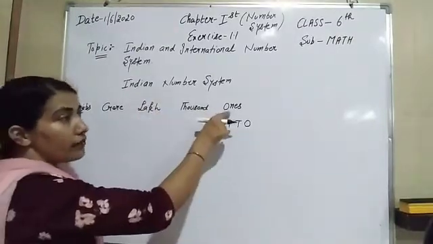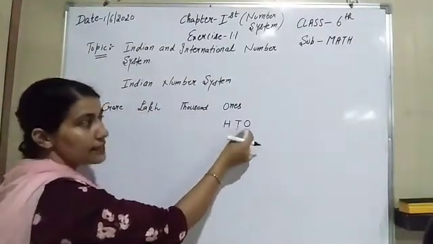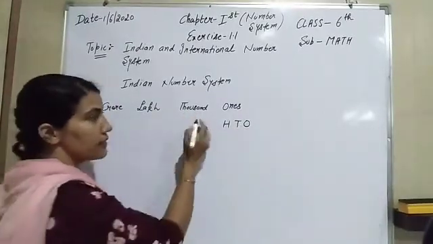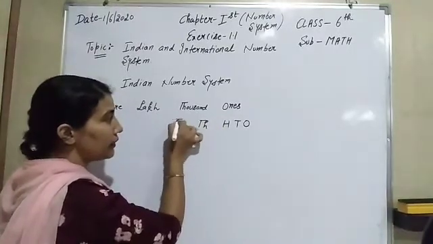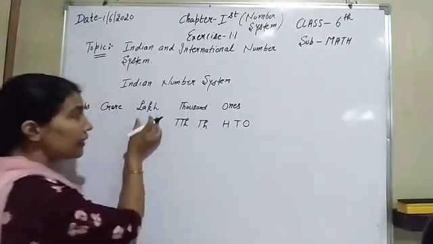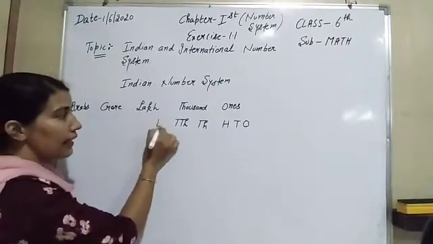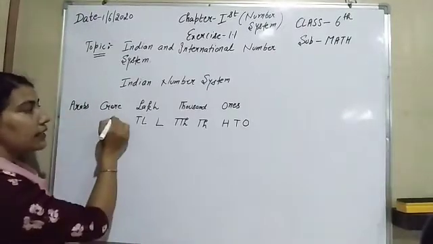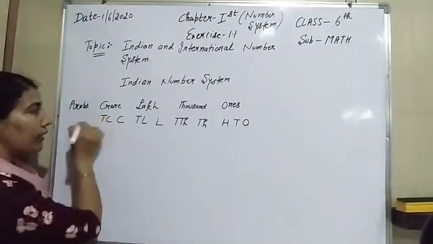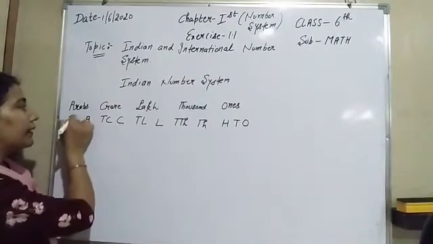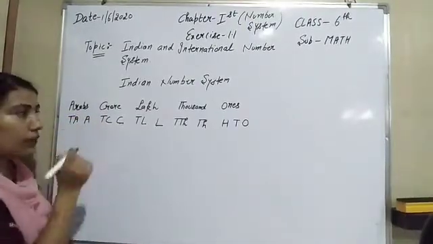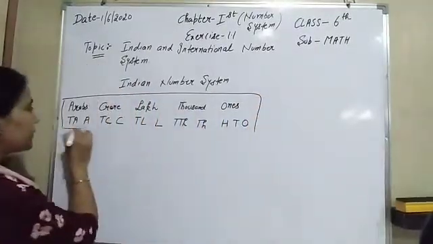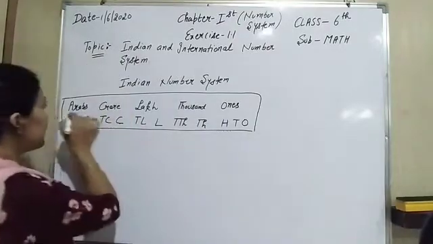In the ones place, we always have three digits: ones, tens, and hundreds. In thousands, we always have two digits, that is thousands and 10,000. In lakh, we have two digits, lakh and 10 lakh. In crore, two digits, crore and 10 crore. In arab, we have arab and 10 arab. T for 10, A for arab. So here is our table.